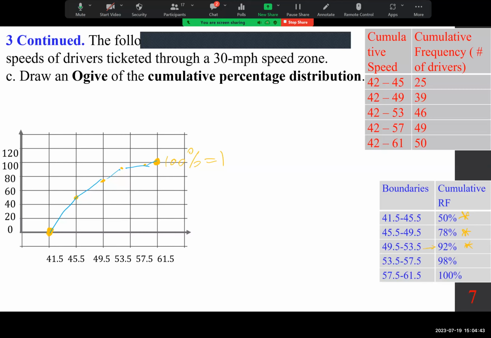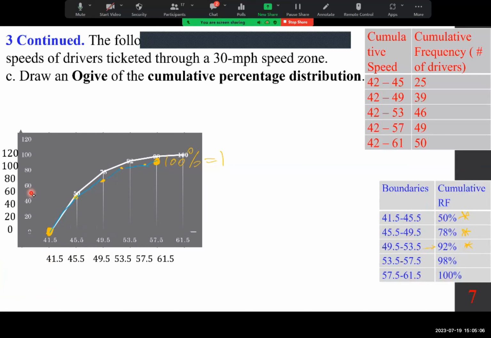So before I do that, again, I want to make sure everybody understands what's going on. The lower boundary always corresponds to 0. This is 0. The upper boundary of the last class always corresponds to 1 or 100%, and then in between, 45.5 corresponds to 50%, and so on and so forth. And here's the graph. Let me just clean up. It makes it easier to see a more precise answer.